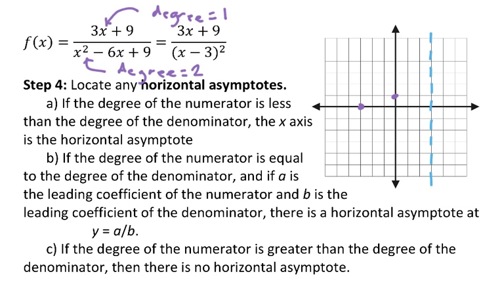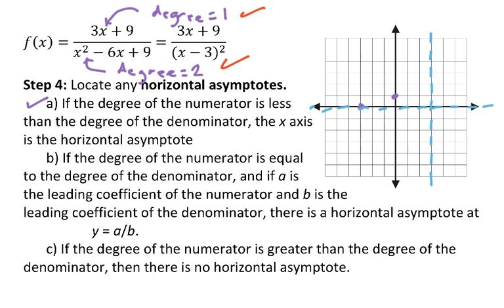Notice the first case here. If the degree of the numerator is less than the degree of the denominator, which is what's happening here, then the x-axis serves as the horizontal asymptote. So we're going to have the x-axis itself being the horizontal asymptote, and I'm drawing that in like this. Notice that there is a point on the graph on the horizontal asymptote. That can happen. We'll talk about that a little bit later.